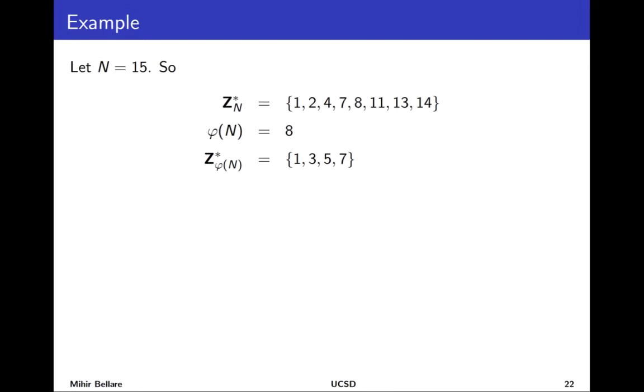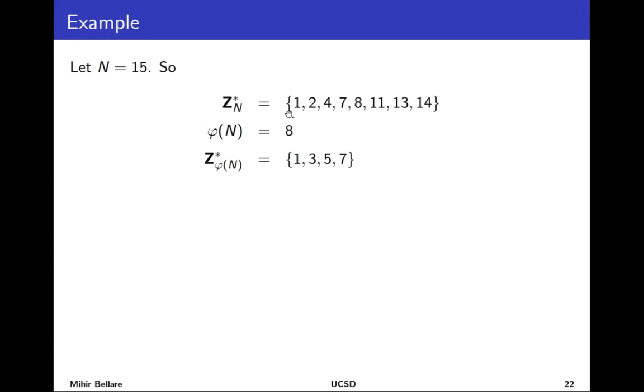So let's look at an example of this. Suppose we choose as modulus the number n equals 15. What is Zn star? All numbers between 1 and 14 that have no common divisor with 15. So I write down all numbers from 1 through 14. I throw away anything that's a multiple of 3 or 5. And I'm left with these things over here.